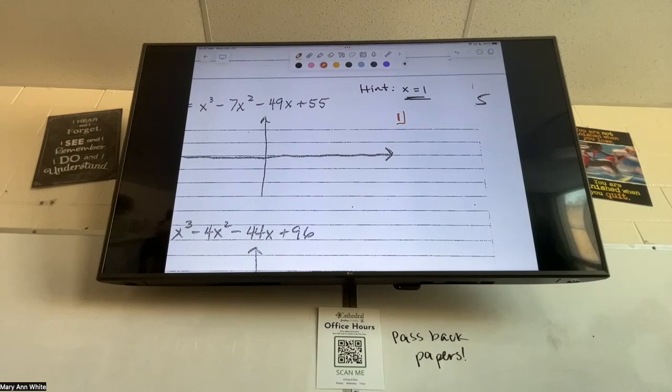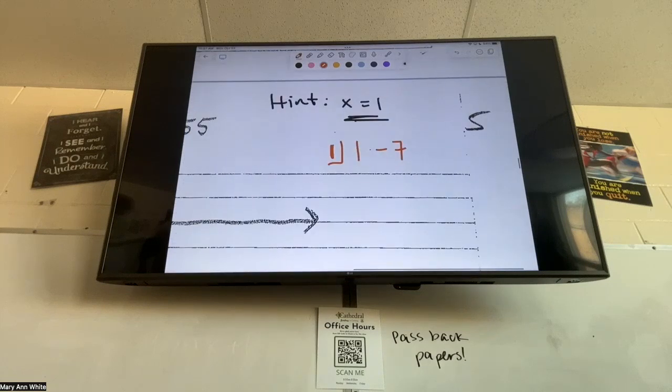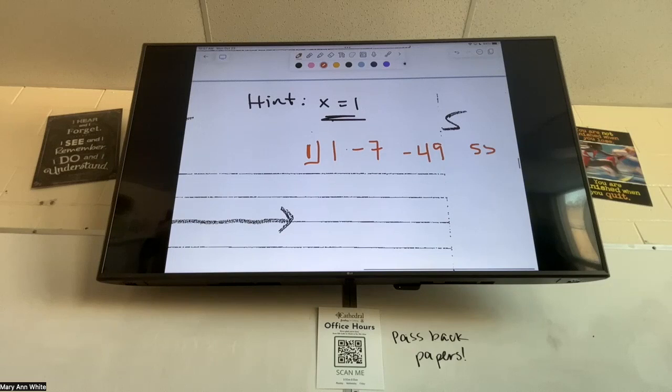Okay, this is just not going well for me. We're going to avoid this. We're just going to use the back of the pen, so I'm sorry, my handwriting will be kind of trash for the rest of today. Okay, so we'll go 1, -7, -49, and 55. And hopefully you guys are faster at dividing than I am, so you're already synthetically dividing.